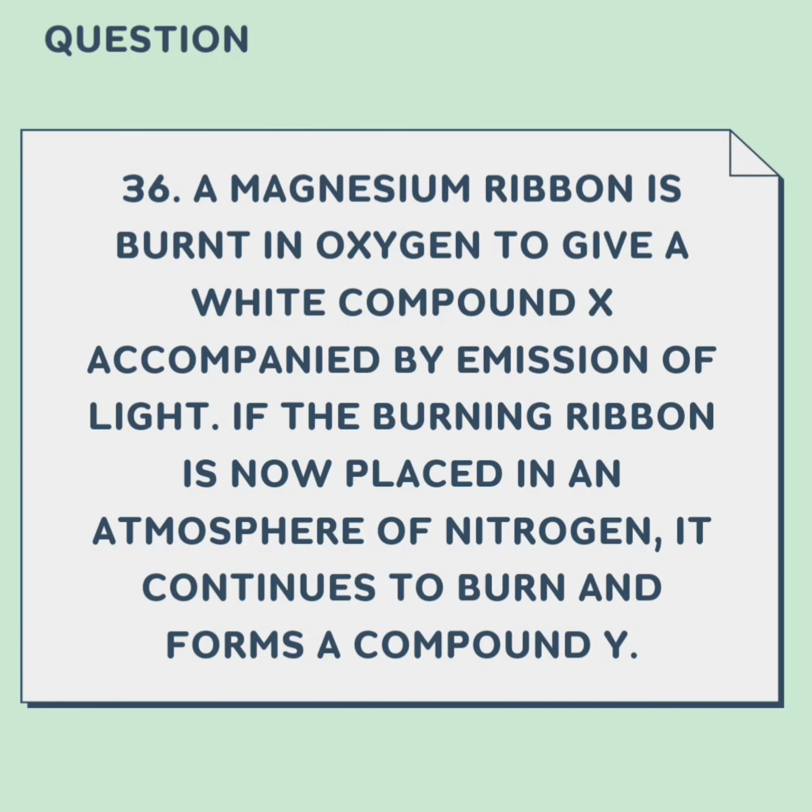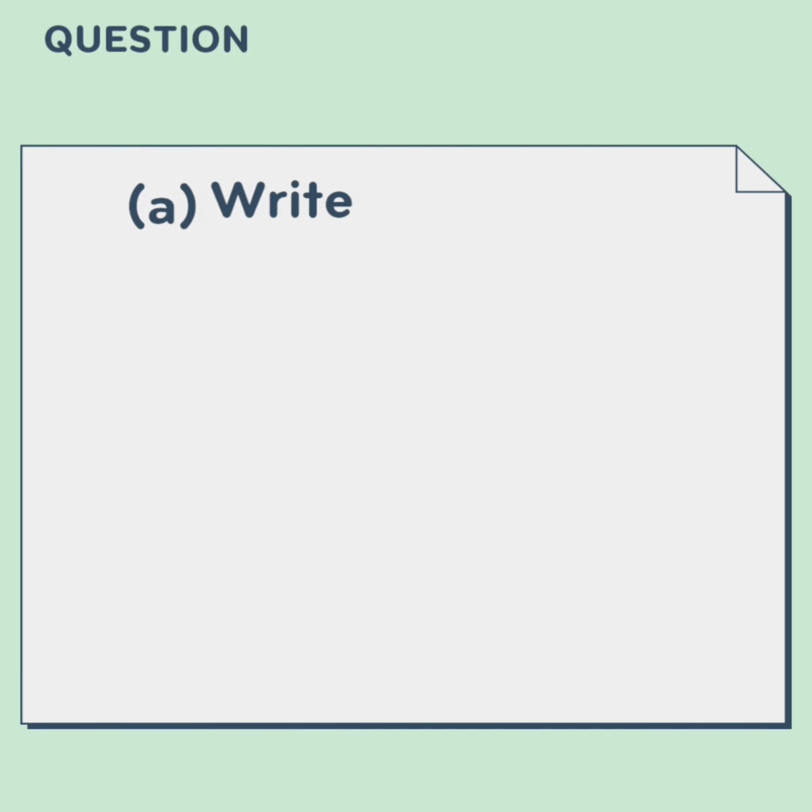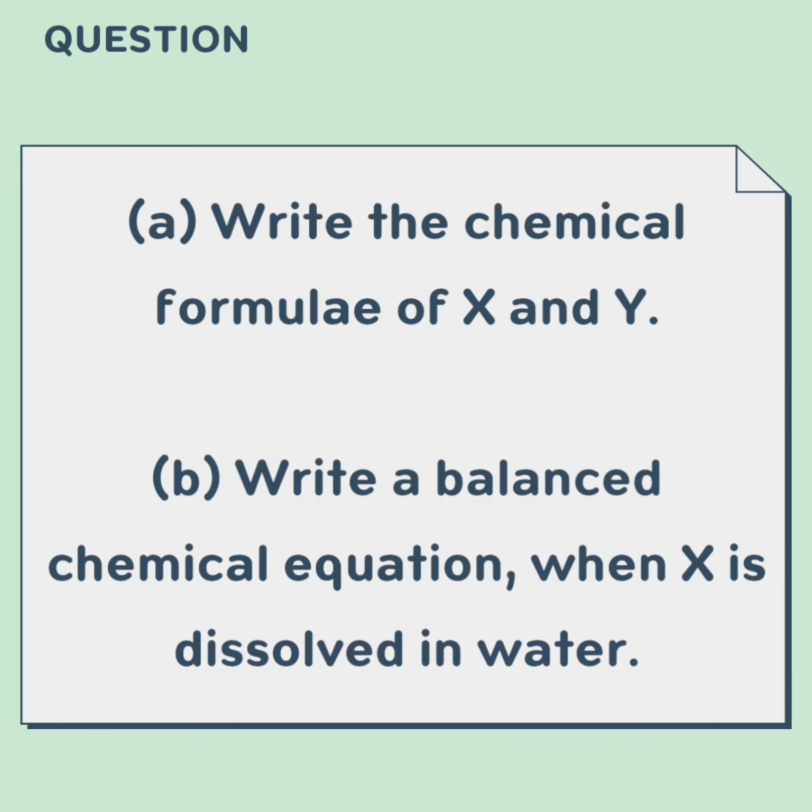36. A magnesium ribbon is burnt in oxygen to give a white compound X accompanied by emission of light. If the burning ribbon is now placed in an atmosphere of nitrogen, it continues to burn and forms a compound Y. A. Write the chemical formulae of X and Y. B. Write a balanced chemical equation when X is dissolved in water.